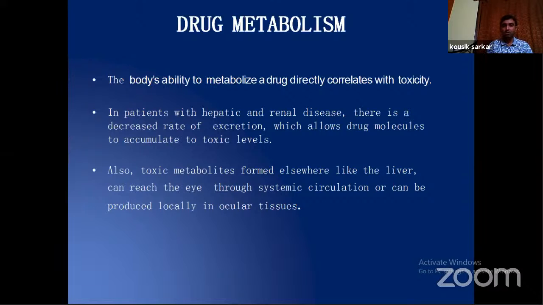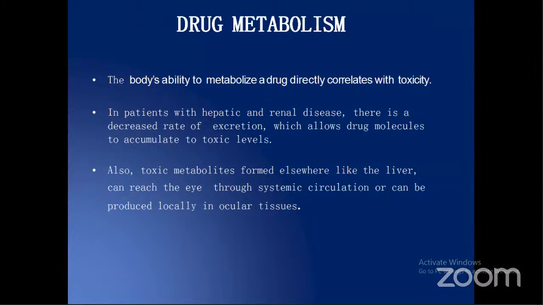Now, drug metabolism. The body's ability to metabolize the drug directly correlates with its toxicity. We all know that anything inside the body usually gets excreted through the renal or hepatic pathway. So in patients with hepatic and renal disease, there is a decreased rate of excretion of the drug, which allows the molecules to accumulate to toxic levels. Also, toxic metabolites formed elsewhere, like in the liver, can reach the eye through systemic circulation or can be produced locally in the ocular tissue.